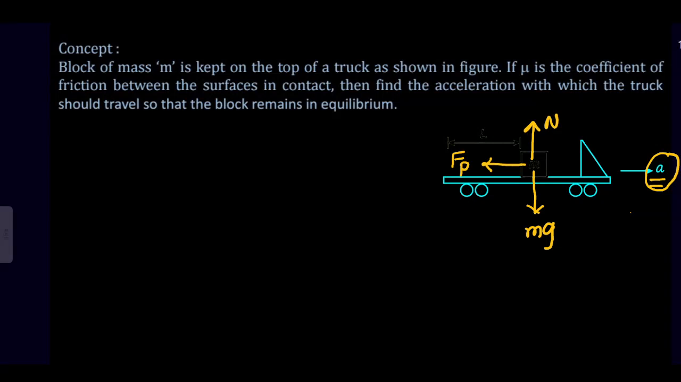Because of the pseudo force, the block will move to the left side, the back side, and there is a chance it will fall. But they are saying the block remains in equilibrium, meaning it should not move. So there must be a frictional force between the block and the truck. Call that frictional force F. If the frictional force balances the pseudo force, then the block is at rest. Otherwise, the block will fall down.